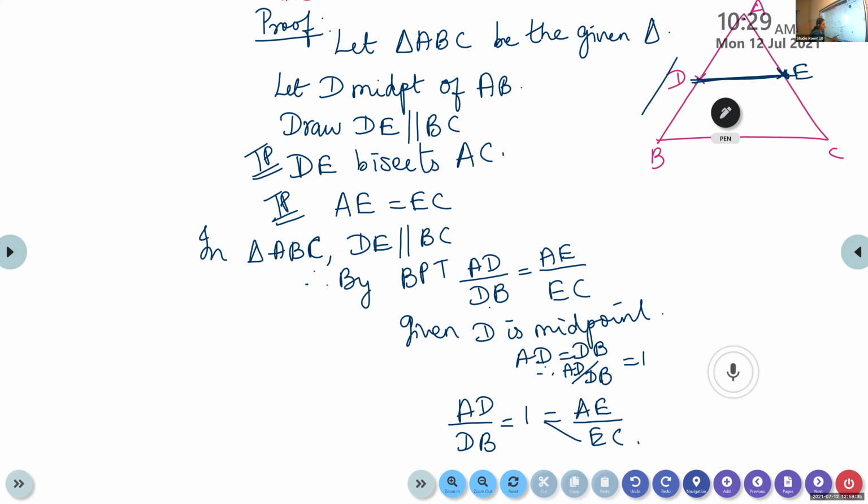Now here you cross multiply. So when you cross multiply, we get AE is equal to EC. Are you getting the required result? This is what you have to prove. AE is equal to EC.